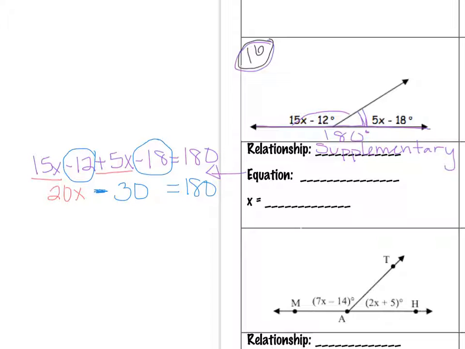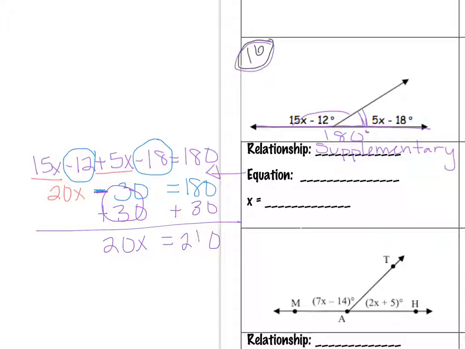So clues and undos would tell me I need to add 30 first. Okay, that zeroes out because you have a negative and a positive 30. Drop down that 20x, equal sign, add them together. Okay, one last and final step. We are going to divide. Clues and undos would tell us to divide last. X equals 210 divided by 20.